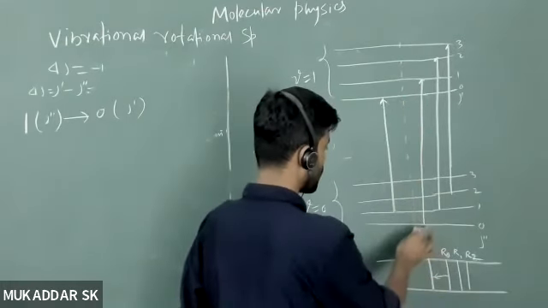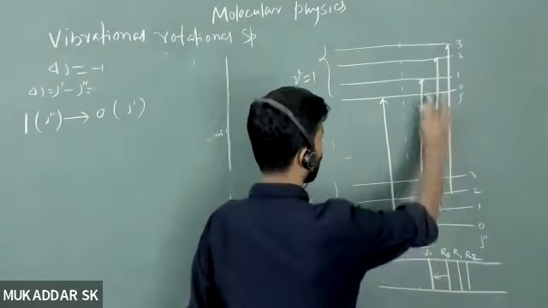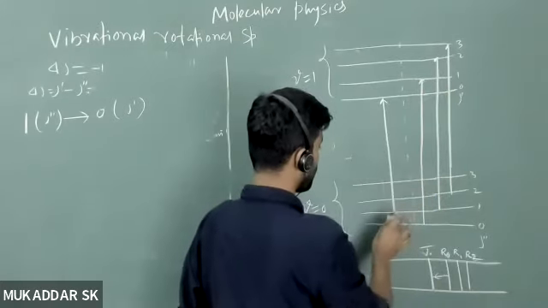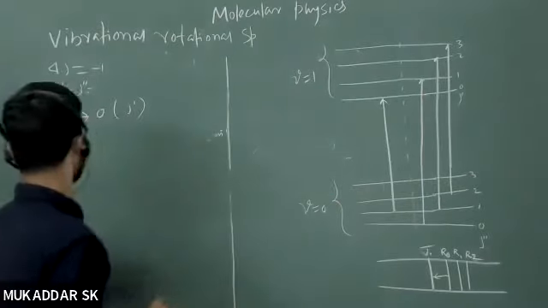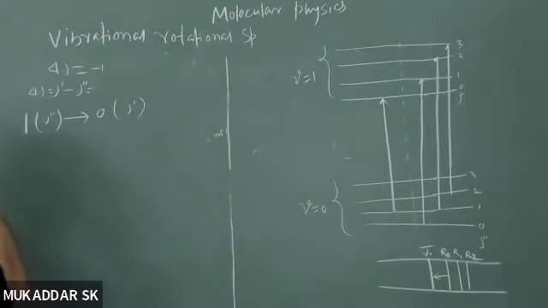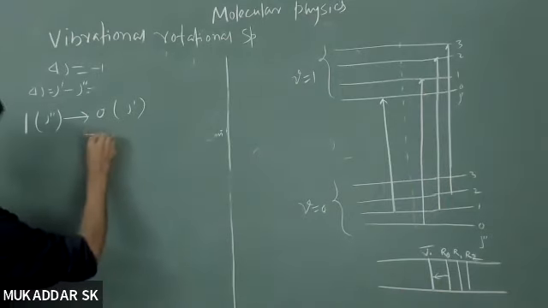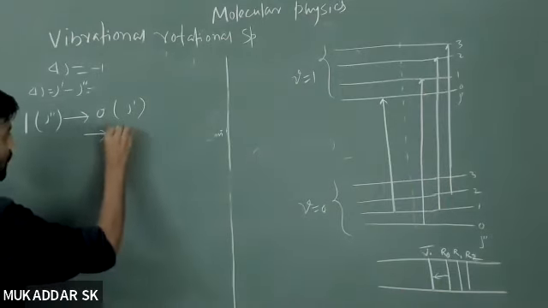Earlier in R branch, you can clearly see from 0 to 1 you have the first line, but here from 1 to 0 you have the first line. Okay, so that is known as, basically that is known as... अब यहाँ पे क्या लिखोगे?